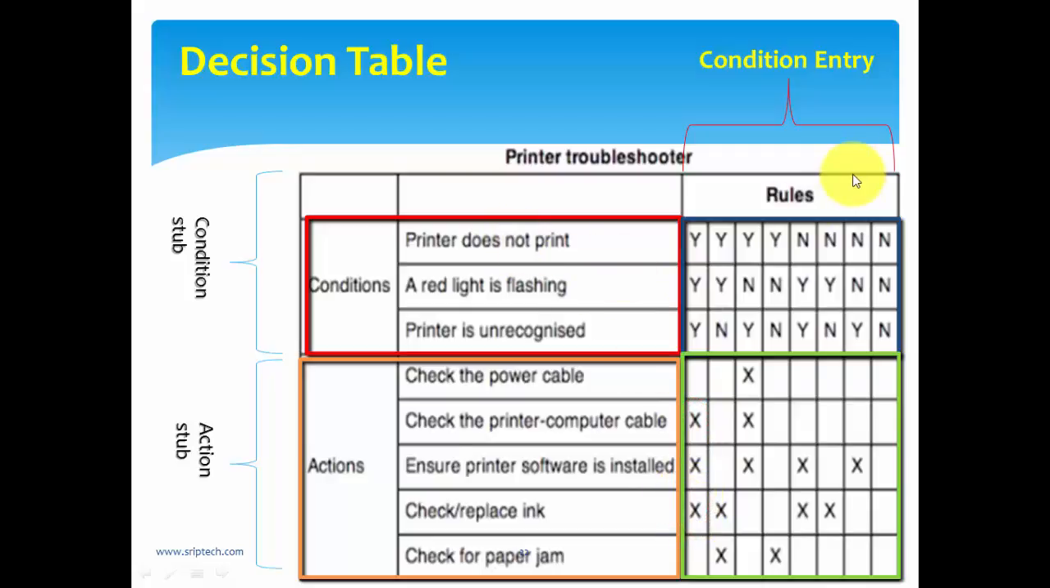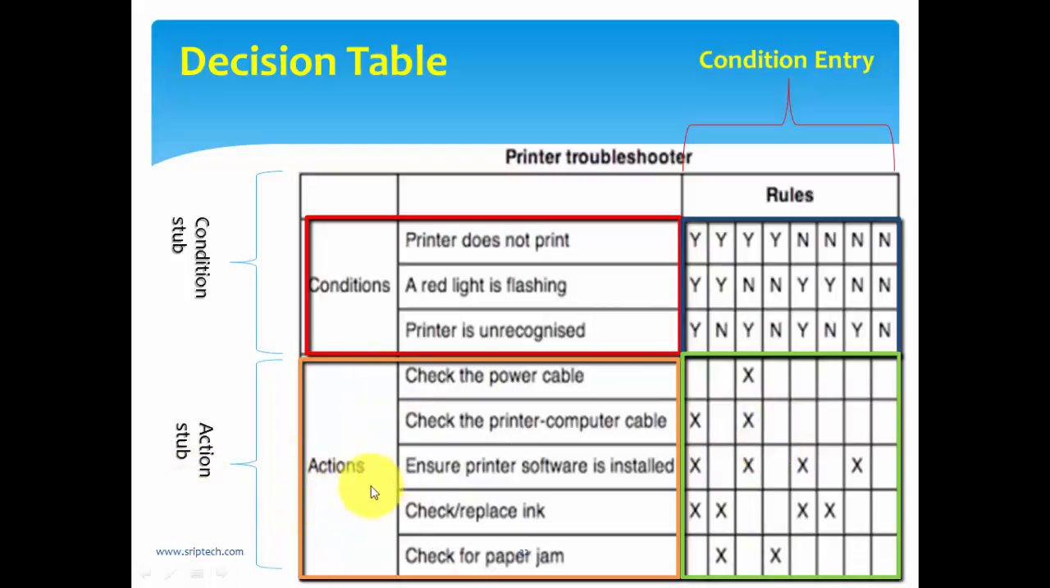Now come to the second rule, where the printer does not print, a red light is flashing, but the printer is unrecognized condition is not satisfied. That means the printer is recognized. So in that case I am going to take these 2 actions, that is check or replace ink, or check for paper jam. So for these sets of conditions I have certain sets of rules. Based upon these rules, whether it evaluates to true or false, or yes or no, I can jot down the set of actions in the action stub.